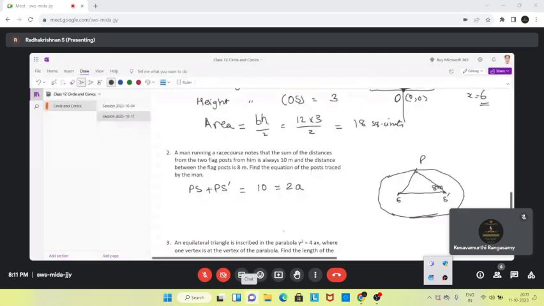Answers to the 2A is equal to the major axis of the ellipse. 2C equal to 8 meters. So C equal to 4. So A is 5 and C is 4 meters. So find the equation of the path traced by the man. As a path it should be, I think, not posts. Equation of the path.